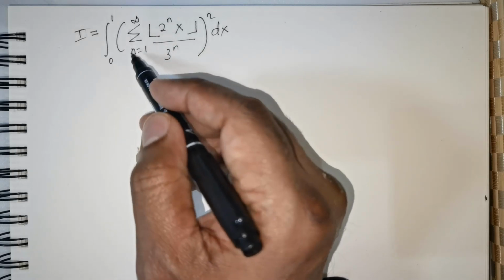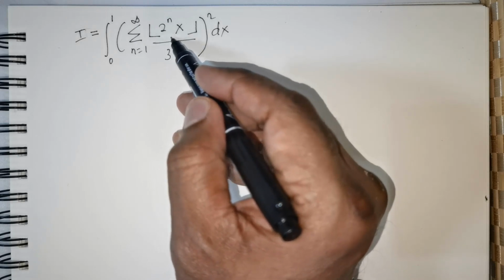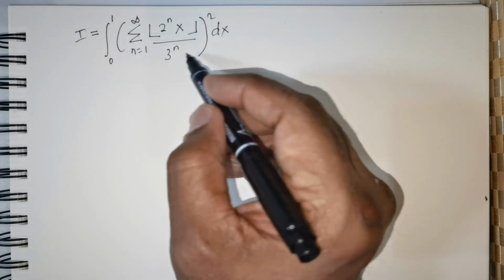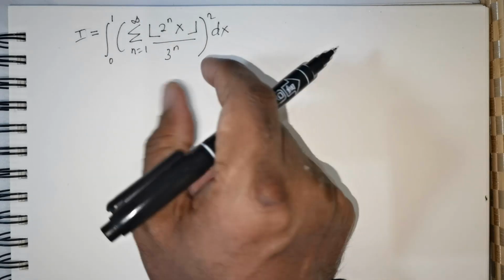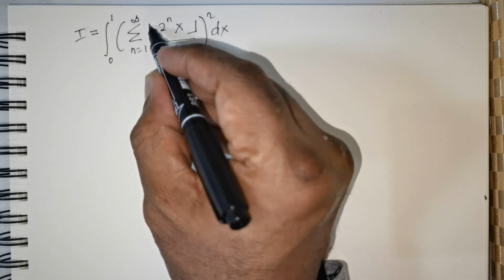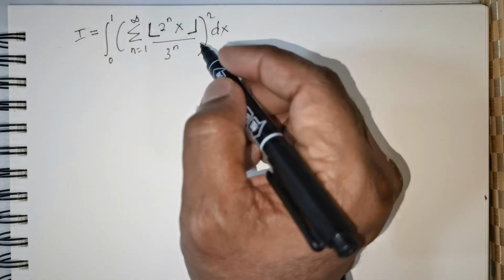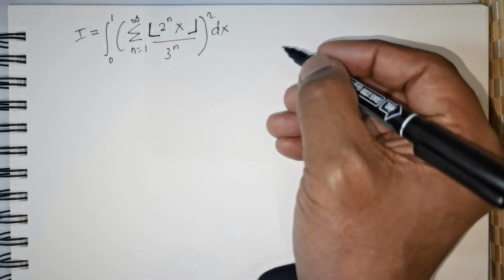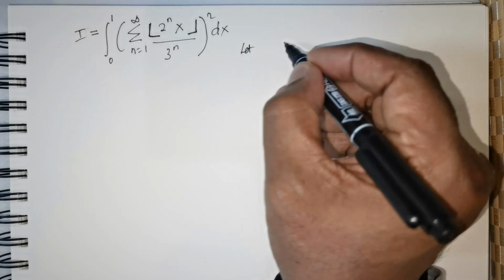Integral 0 to 1, sigma n equals 1 to infinity, the floor function of 2 raised to the power of n times x divided by 3 raised to the power of n. The entire summation is raised to the power of 2, times dx. Now, because of the presence of the floor function, this question is a little bit complicated. Having mentioned that, let me start off by making the following substitution.